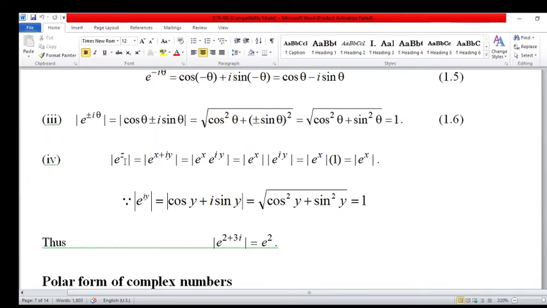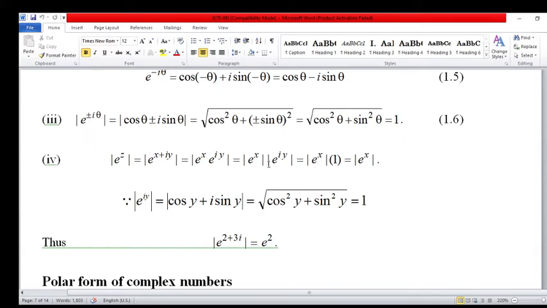And next, e raised to the power z. z means complex number x plus iy. So e raised to the power x plus iy, break into two parts, e raised to the power x into e raised to the power iy, is equal to e raised to the power x into 1 is equal to e raised to the power x. So number 4 is again important remark.